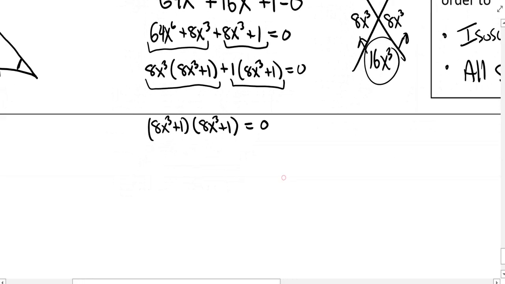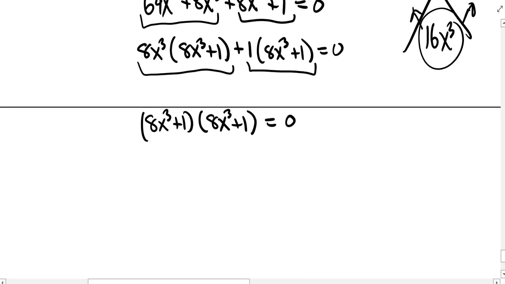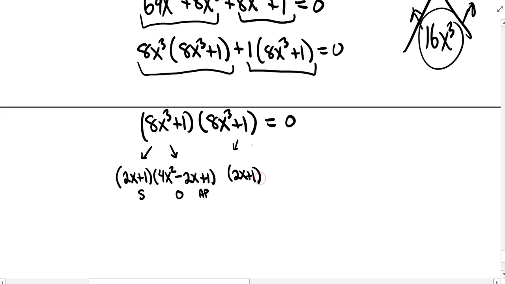Don't stop there, because 8x to the third is a perfect cube, and so is 1. So this will factor to 2x plus 1 times 4x squared minus 2x plus 1. Okay, we're using the pattern for the sum of two cubes, and the same thing happens here. It's a repeat. Another 2x plus 1 times 4x squared minus 2x plus 1.